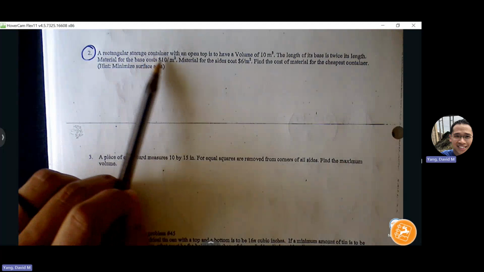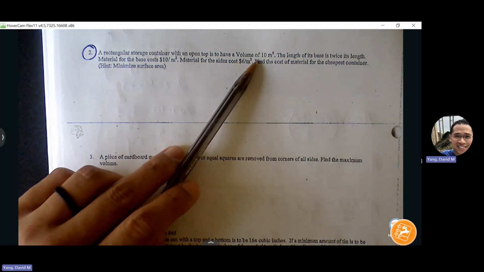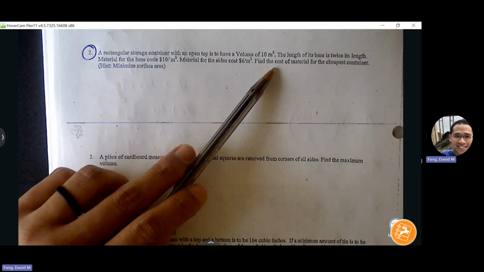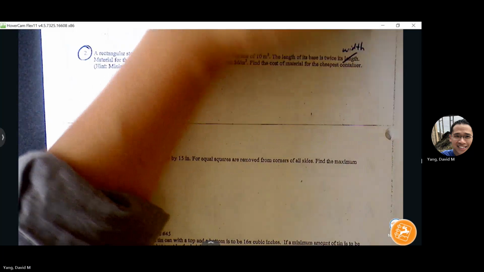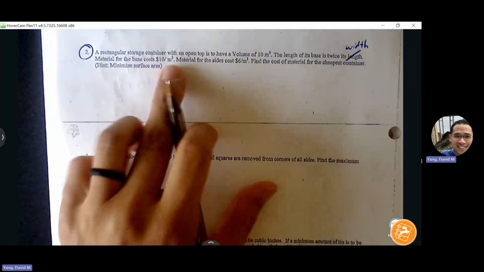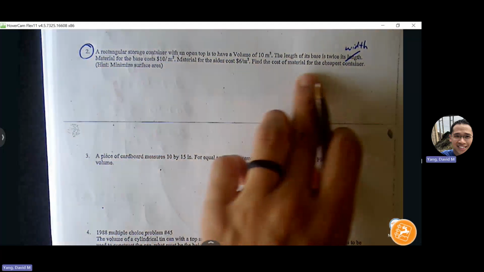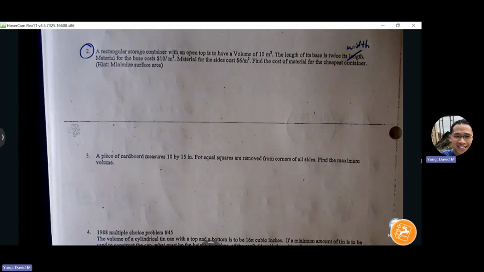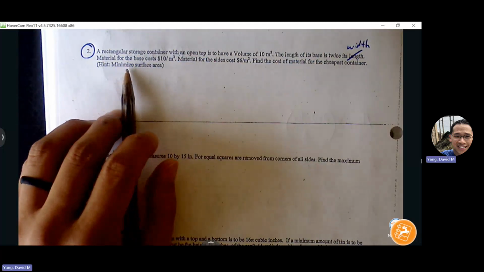It says this rectangular storage container with an open top is to have a volume of 10 cubic meters. The length of its base is twice its width. Material for the base costs $10 per square meter. Material for the sides costs $6 per square meter. Find the cost of material for the cheapest container. Hint, you're trying to minimize your surface area.